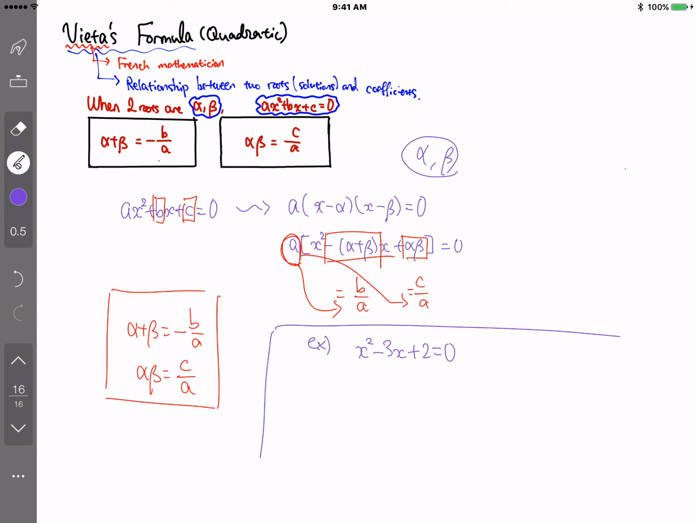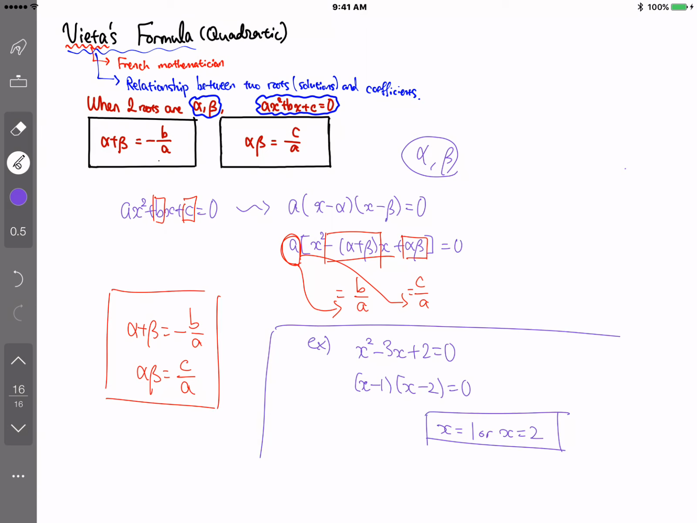We also need to know the two solutions, which we find by factoring. It becomes (x minus 1)(x minus 2) equals 0. This means that x is 1 or x is 2 for this equation.